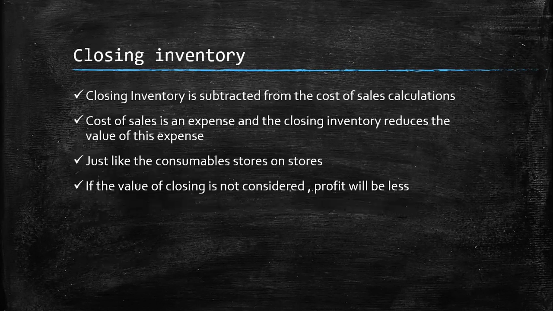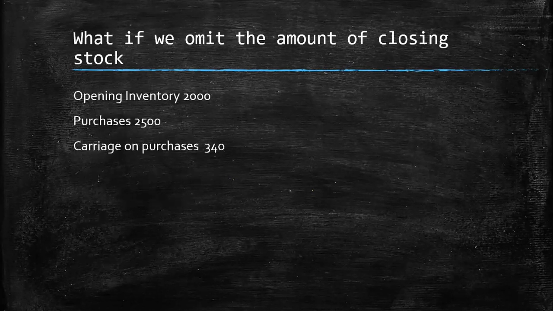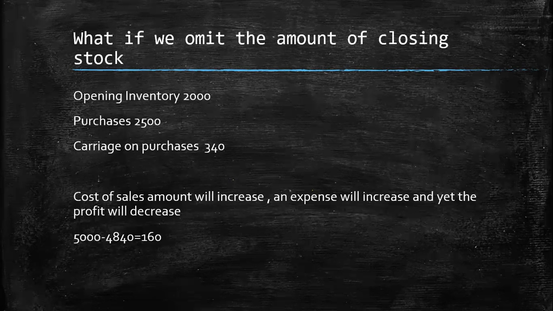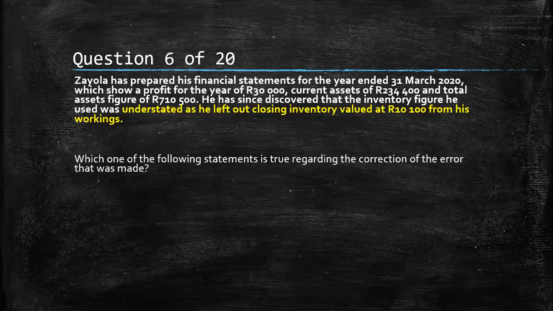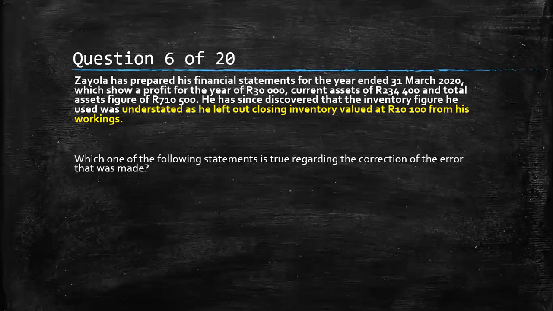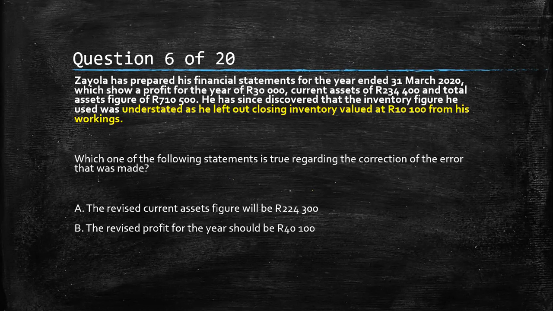But now in this example, the closing inventory was omitted. What happened to profit? It decreased. This example says closing inventory was not calculated. So what will happen to profit? The amount of profit that is shown there is low, because the value of closing stock was not considered. So the correct option here is option B, because the revised profit for the year should increase from 30,000 to 40,100. Any questions?